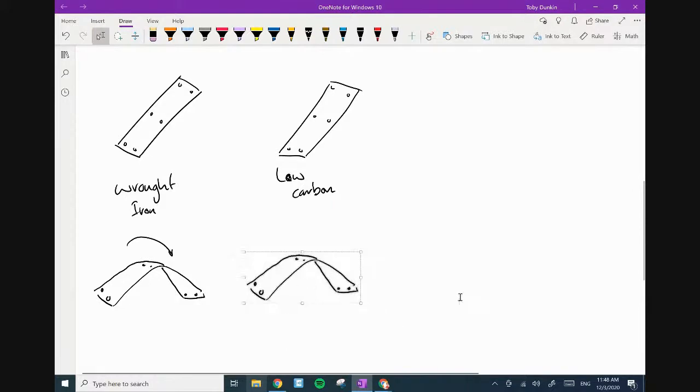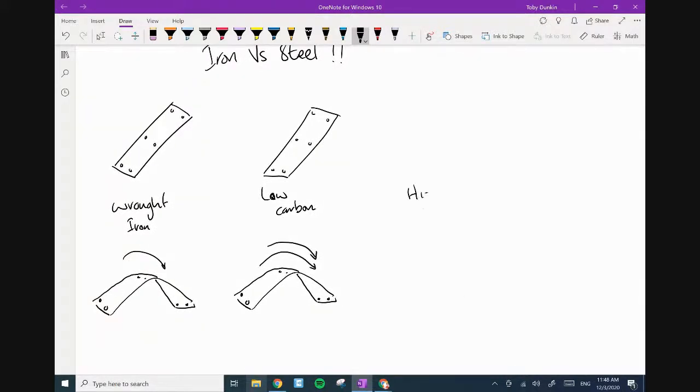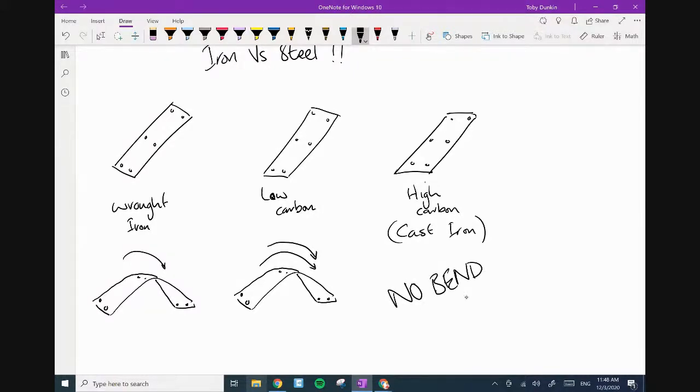So you can still bend this one, but the force you need is about 10 times more. It's much, much harder to bend low carbon steel. But then you get to high carbon steel. High carbon steel at this point is no longer bendable. It's lost the malleability entirely. This is commonly referred to as cast iron. You cannot bend it. So you might have come across this.